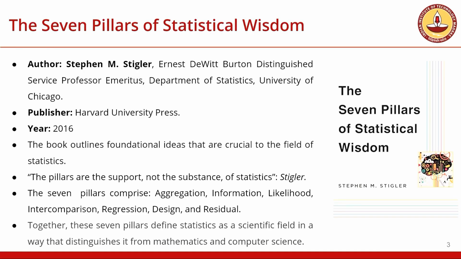And the seven pillars comprise aggregation, information, likelihood, intercomparison, regression, design, and residual. Altogether, these seven pillars define statistics as a very special scientific field that is quite distinctive from other fields such as mathematics or computer science. So these seven pillars give a unique definition to the area of statistics.